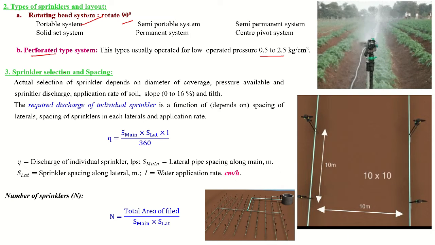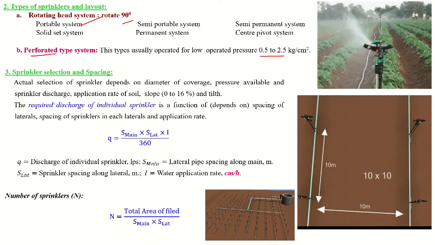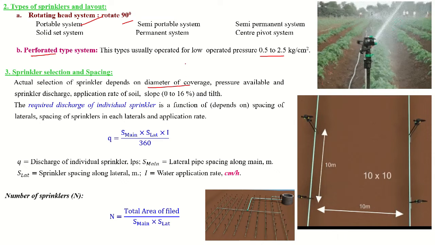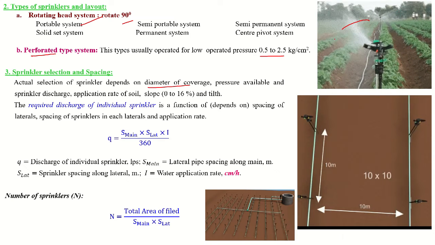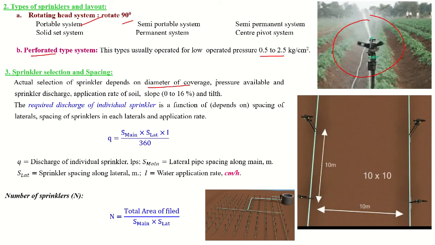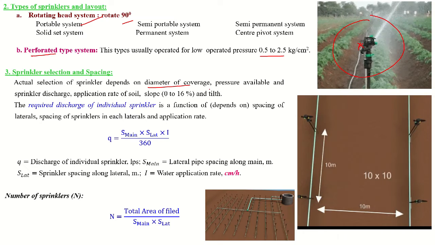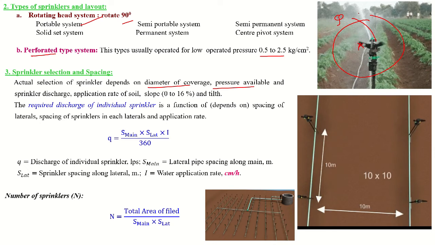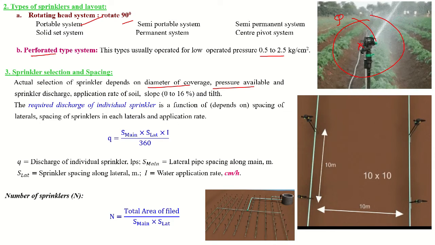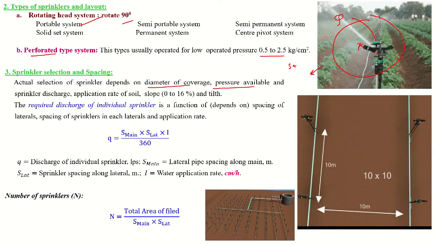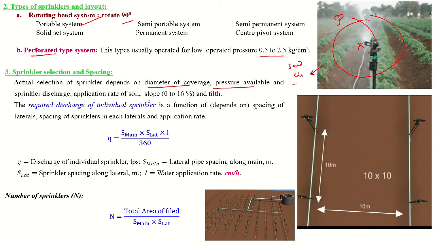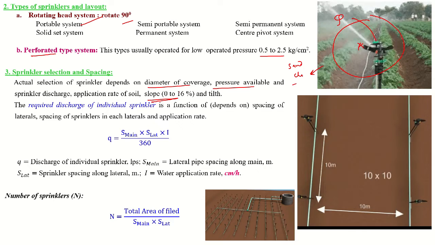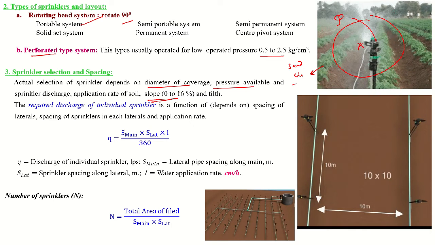Next one is sprinkler selection and spacing. The selection of sprinkler will depend on your coverage. As I told you, the diameter of the coverage is how much area this sprinkler is covering in total, and also the pressure at the sprinkler nozzle, and the discharge from this nozzle, how much Q is coming out from this nozzle, and the type of your soil, whether it is sandy, clay or loam, and the slope of the field, whether the field is completely uniform or undulating, or all conditions, it may depend.